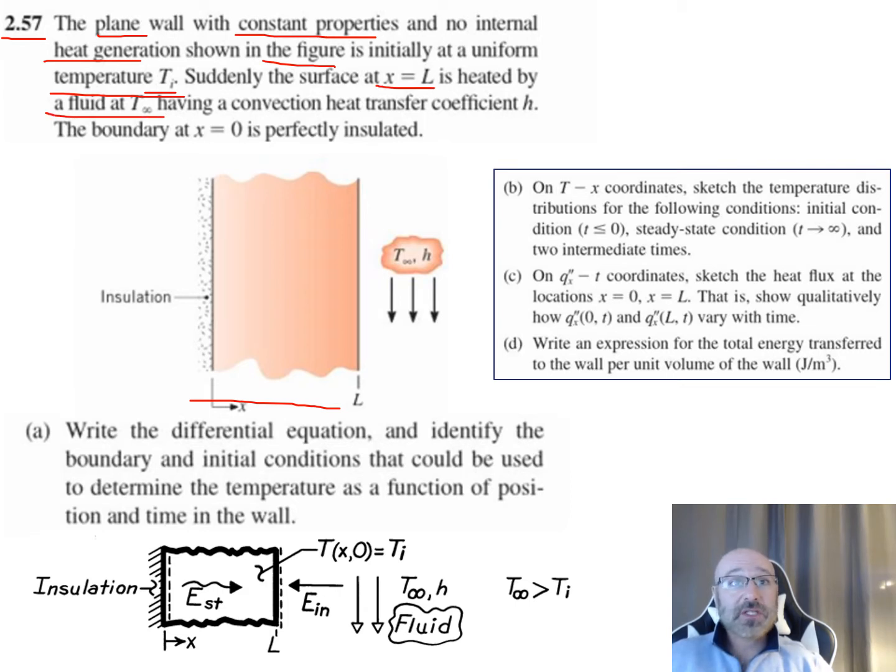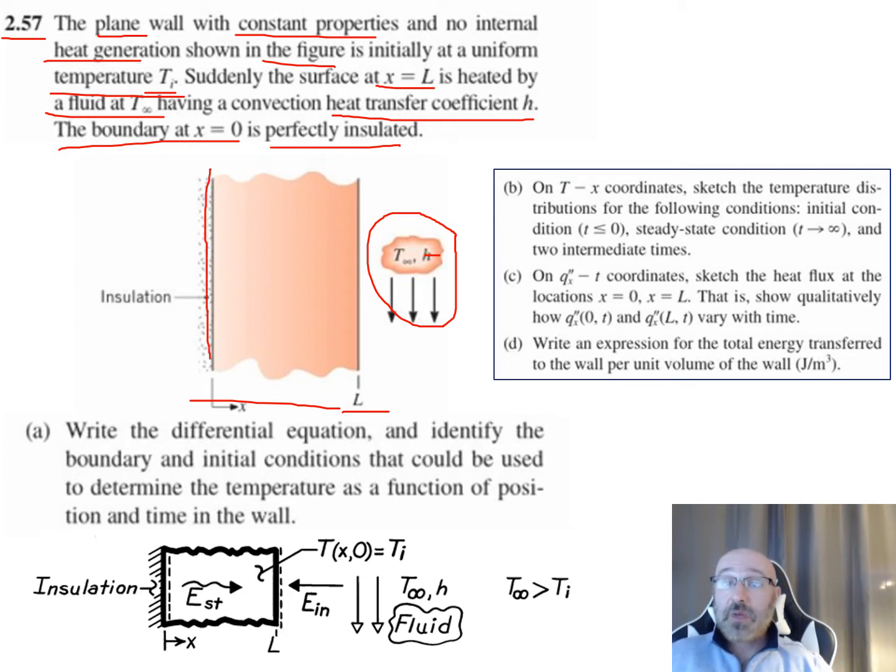So we come out here to this distance x equals L. And what we see here now is this T sub infinity of the surrounding fluid that's going to heat the wall at that distance. And this is going to have a heat transfer coefficient given to us by the value h right here. Now they also tell us that our boundary at x equals 0 is going to be perfectly insulated. So right here, here's our insulation. So this is perfectly insulated. And that's going to help simplify the solution to our problem here.